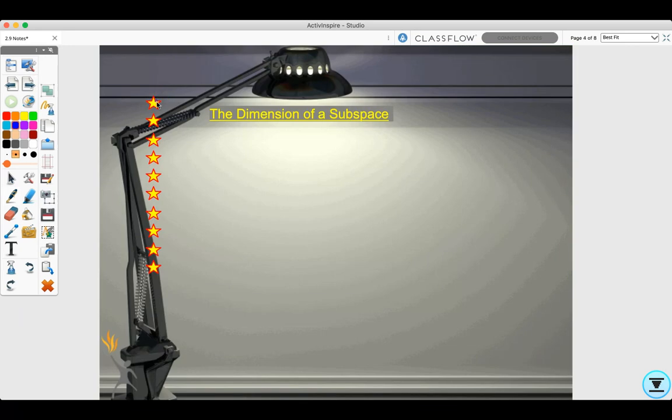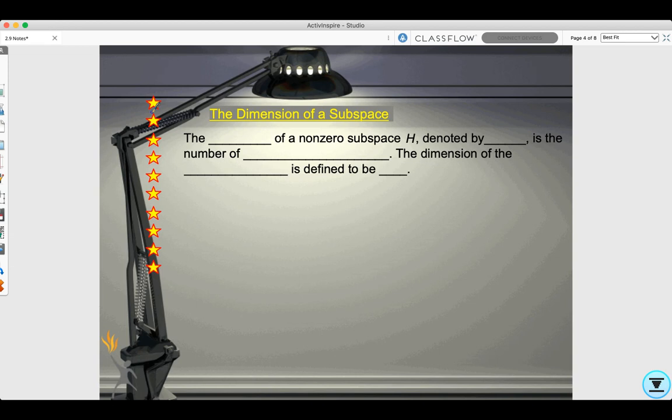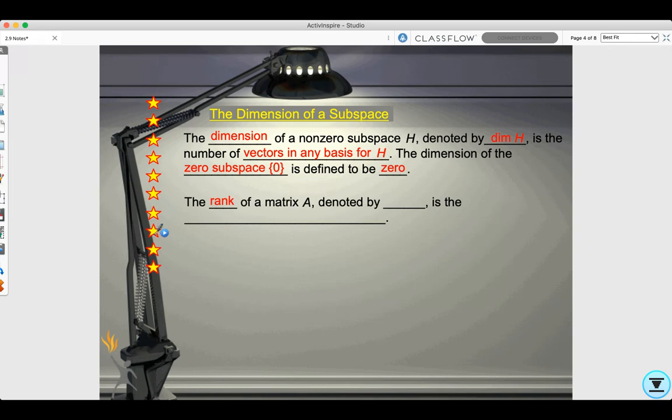Dimension of a subspace. The dimension of a non-zero subspace H is denoted by dim H, so that's dimension, is the number of vectors in any basis of H. The dimension of the zero subspace {0} is defined to be 0. The rank of a matrix A, denoted by rank A, is the dimension of the column space of A.